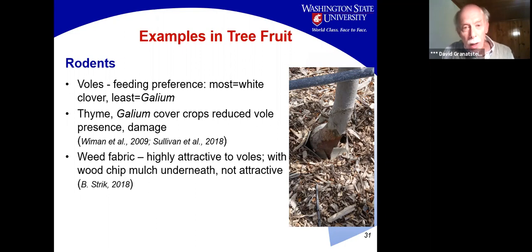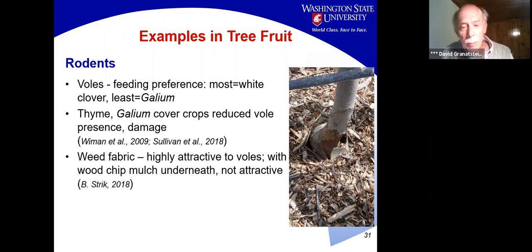So we had played around with white clover and found this research, and sure enough, we planted it and the rodents went crazy and basically ate it all up. And then we tried some experiments with Galium in the tree row instead, and sure enough, we measured a reduction in the rodents. So very interesting potential there to use plants to influence rodents and how they're interacting with the orchard. Another example, weed fabric is known to be a real attraction to voles, whilst wood chips for us has not been. The voles basically don't like them.